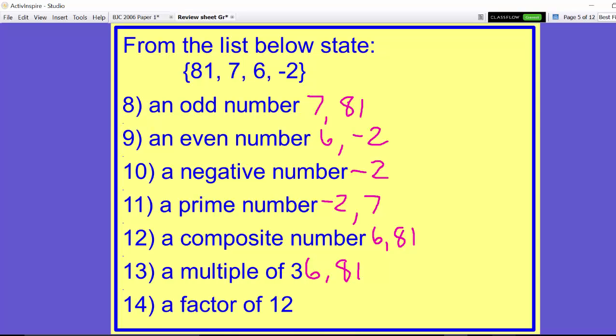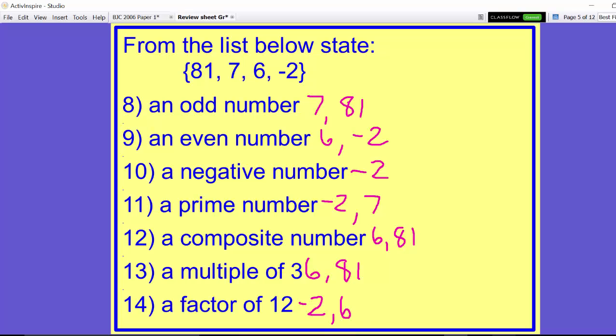And number 14, a factor of 12. -2 is a factor of 12. Just because it's negative doesn't mean it's not a factor. Because if you have a -2 times a -6, you would get a positive 12. So -2 is a factor of 12. And the other number is 6.